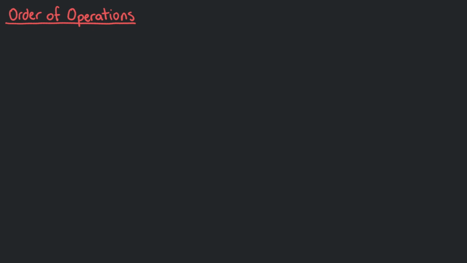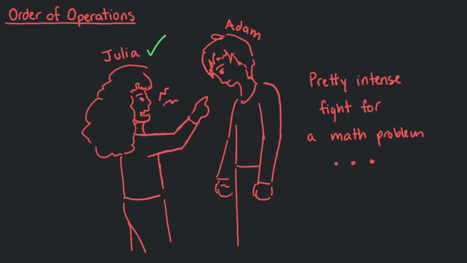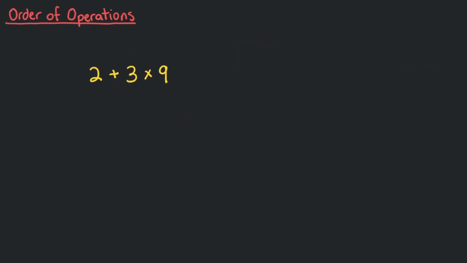In this video, we will review the order of operations and practice the method with several problems. Julia and Adam are fighting over the solution to their math homework. They can't seem to agree and each think they are right. They ask you to help settle the argument. The math expression reads 2 plus 3 times 9.